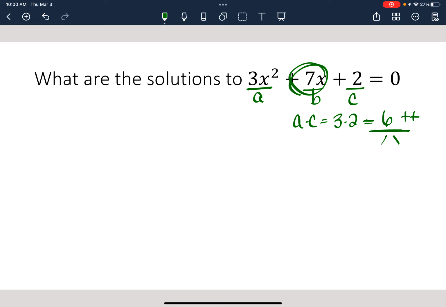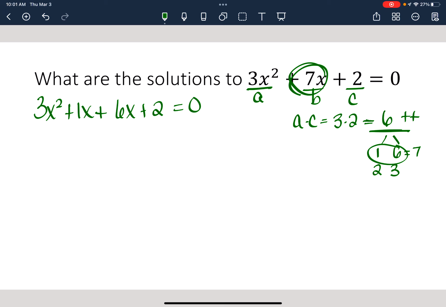So let's list out the factors of 6. They're 1 and 6, 2 and 3, and they're all positive. So 1 and 6 is 7, which gives us the correct combination. So when we write this, we have 3x squared plus 1x plus 6x plus 2 equals 0. So let's group our terms. The GCF of 3x squared and 1x is just 1x. So we divide that out.